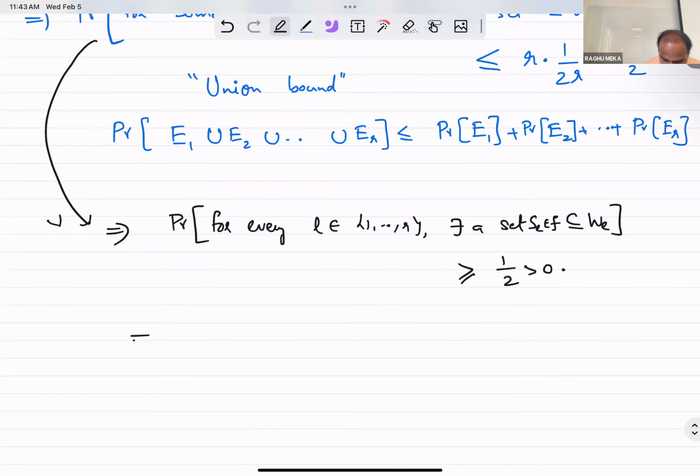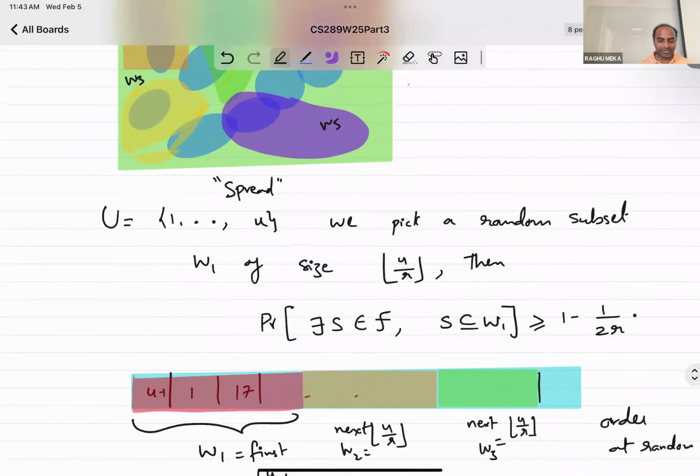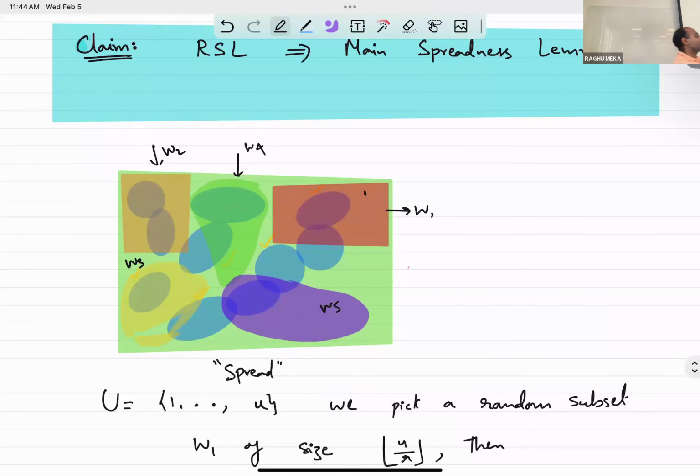So this in particular implies that there exist R disjoint sets. It's actually giving you kind of a semi-algorithm to find the R disjoint sets, saying pick this W1, W2, up to WR as before, and with probability half, every one of them will contain a set. But because these W's are disjoint, by definition, the internal sets must also be disjoint. So we have R disjoint sets.